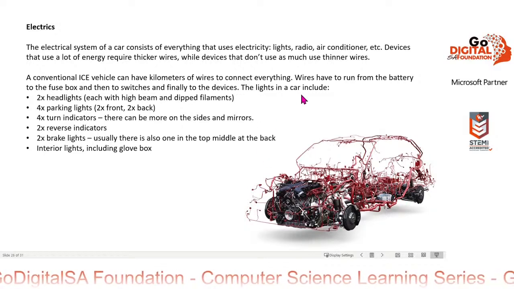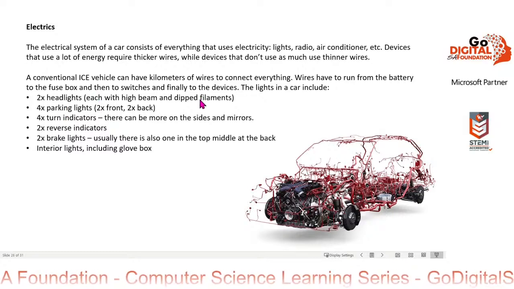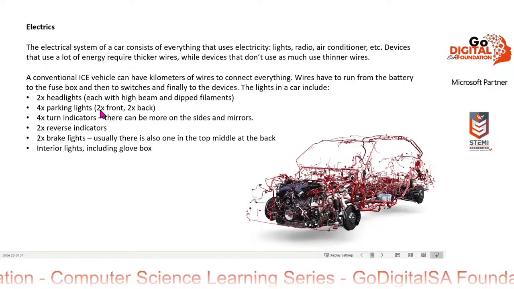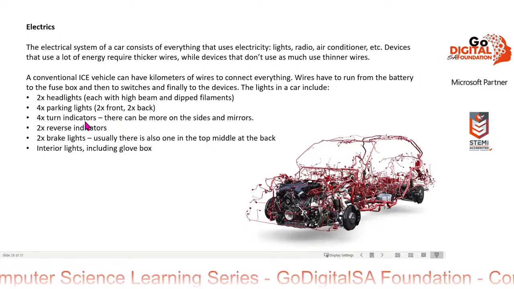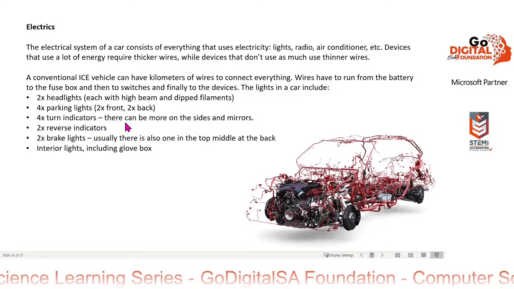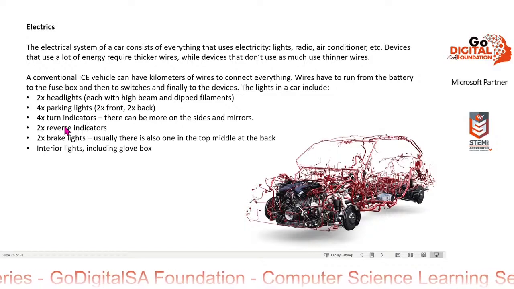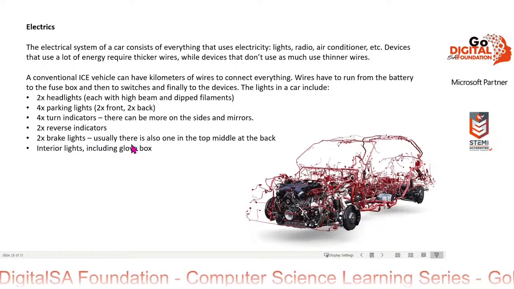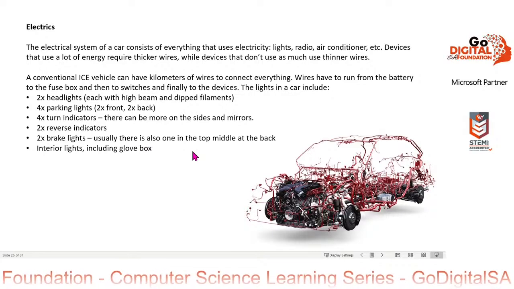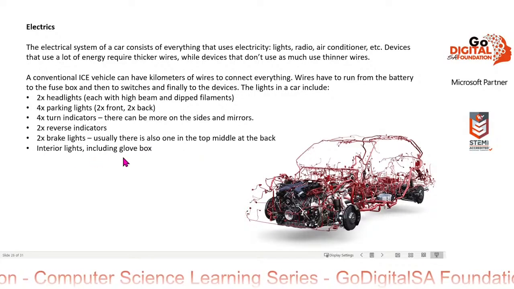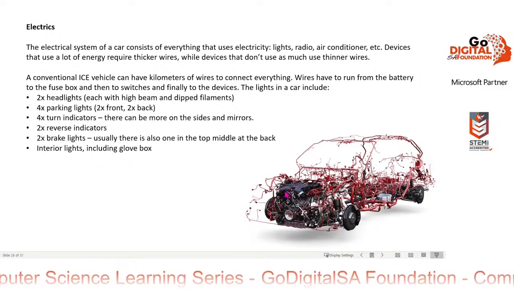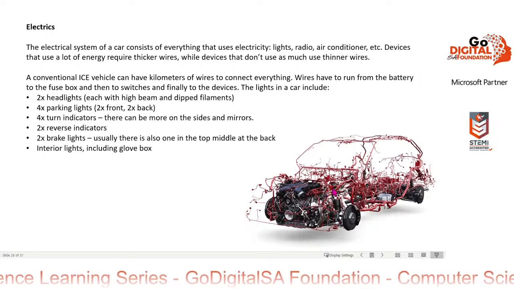The lights in a car include 2 headlights, each with high beams and dipped filaments, 4 parking lights, 2 in the front, 2 in the back, 4 turn indicators, 2 in the front, 2 in the back, and there could be more on the sides and on the mirrors, 2 reverse indicators, 2 brake lights. Usually there's also one in the top middle of the back, and interior lights, including the glove box. So you need wires running to all of these lights.